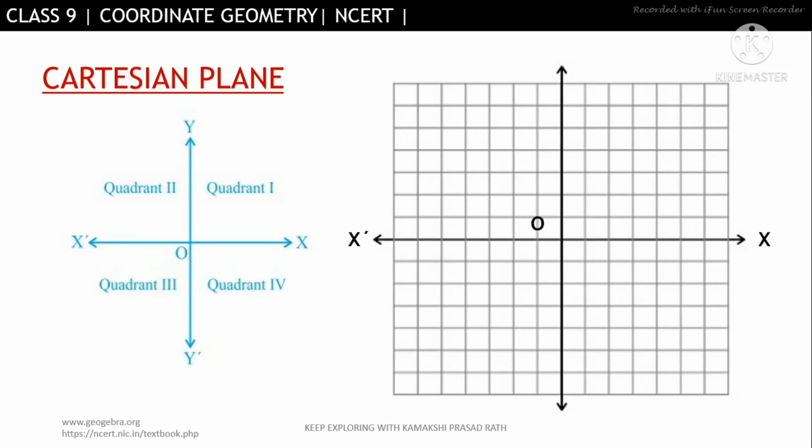This is the positive x and negative x. You can see here x is the positive direction, x dash is the negative direction, and similarly we have positive y and negative y. So this forms a Cartesian plane where we get two axes, the x-axis and y-axis, perpendicular to each other. Hence in this plane we have four quadrants, and whatever points are there are positioned inside these four quadrants.